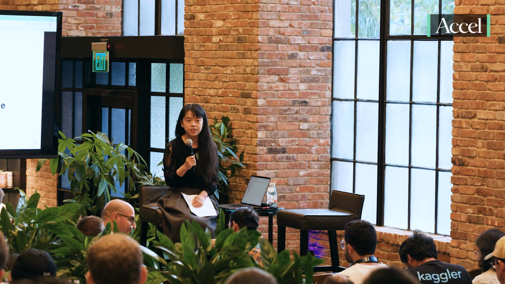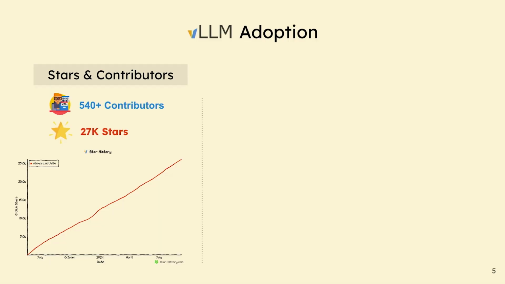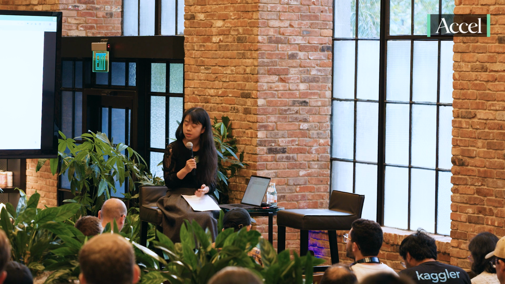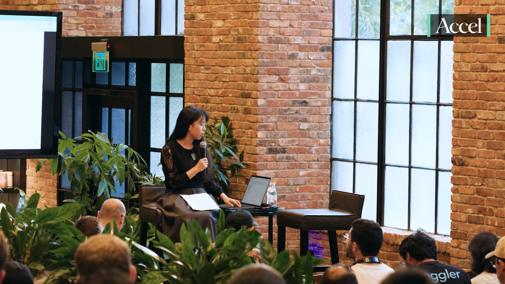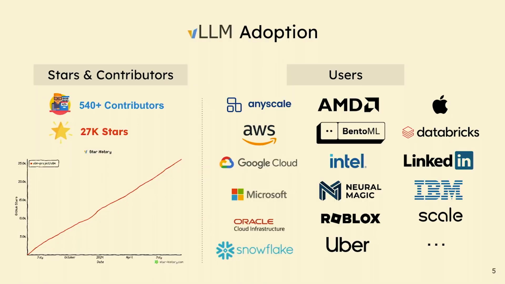So the goal of the vLLM project is to build the fastest and easiest to use open source LLM inference and serving engine. We launched the project in June 2023, when there were only very few open source projects for LLM serving. And we are very lucky because we got lots of traction from the beginning, and it has become one of the most popular projects in this field. We have lots of industry users, including big cloud companies like Google, AWS, or Azure.